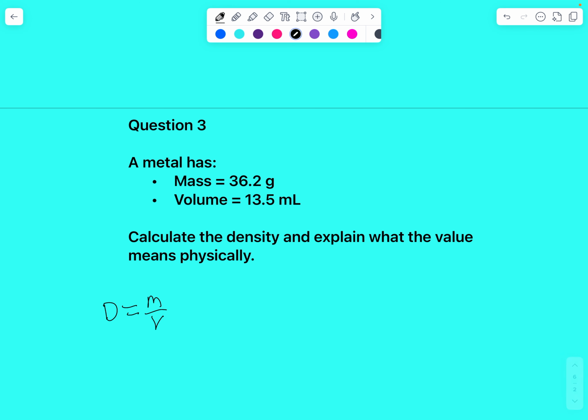A metal has a mass of 36.2 grams and a volume of 13.5 milliliters. Calculate the density and explain what the value means physically. So let's do the calculation. But before I do, how many sig figs should I expect my answer to have? I have 1, 2, 3. 1, 2, 3. So I need 3 sig figs. That's the lowest I can have, so I'm going to aim for 3.